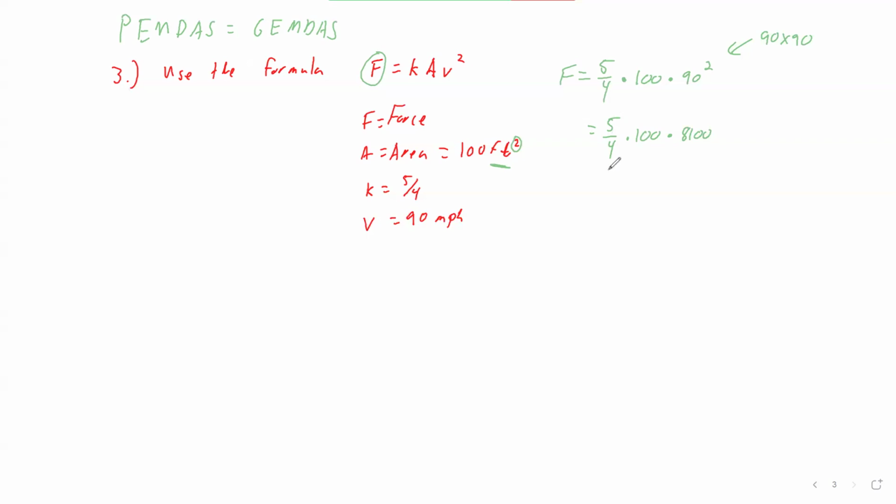So I did 5 divided by 4. Yeah, a fraction means division. We no longer see this little sign here anymore. It's now going to be a fraction bar. So I did 5 divided by 4 first, got 1.25. Multiplied by 100, got 125, and then took that number, and I'm about to multiply it by 8,100. And when I did, I got this really big number.